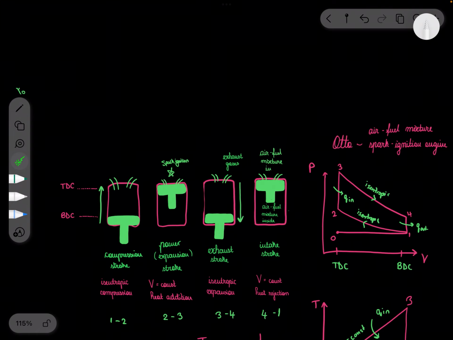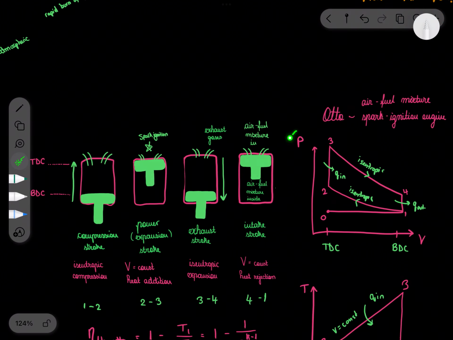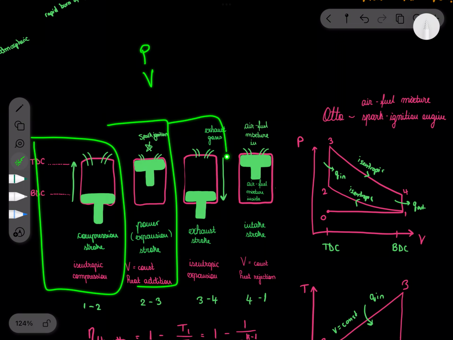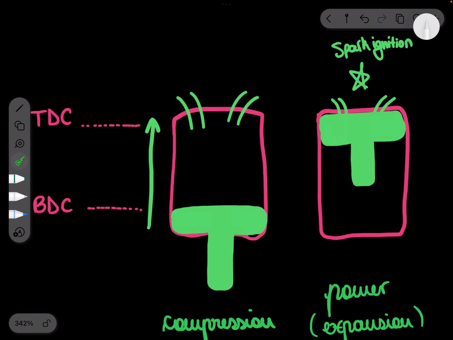Say we want to draw the PV diagram first. So, in terms of pressure and volume, we're going to have to look at what happens to the pressure and the volume in each of the cases for the piston cylinder arrangement. So first of all, what's going on?